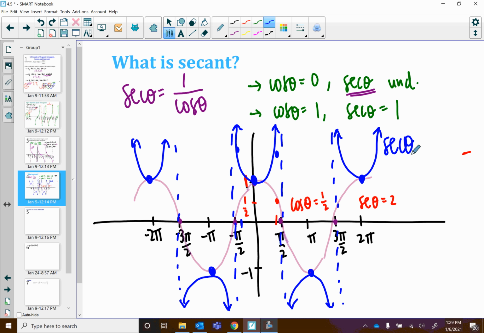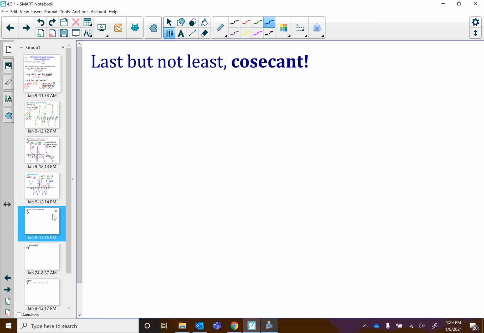Oops, that's supposed to be secant. The curves are secant. This purple thing, that's cosine. Remember, we don't actually want that with the secant curve. We just drew it kind of to help us out. And then last but not least, cosecant.